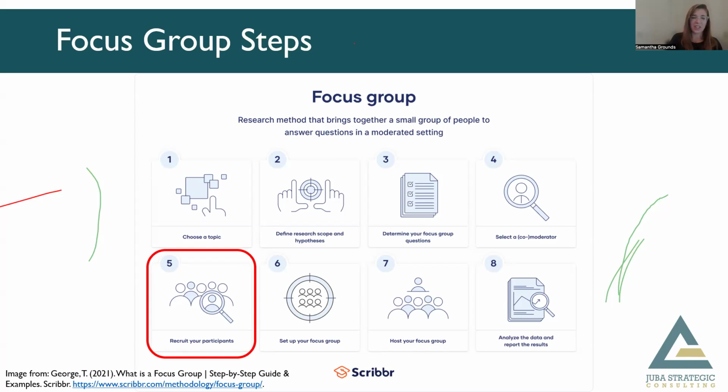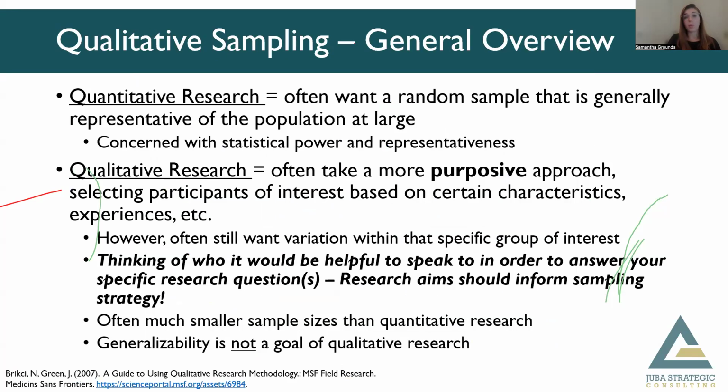Thank you for these questions. Great questions. Okay, so now we're moving to thinking about recruiting participants for qualitative research, and how this differs from quantitative research. Often in quantitative research, we'll want a random sample of participants that's generally representative of the population at large. So we're trying to take a sample of participants and infer about an entire population. And there we're concerned with issues of statistical power and representativeness.